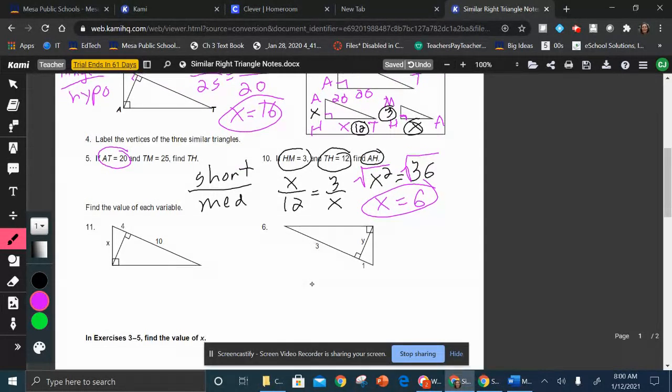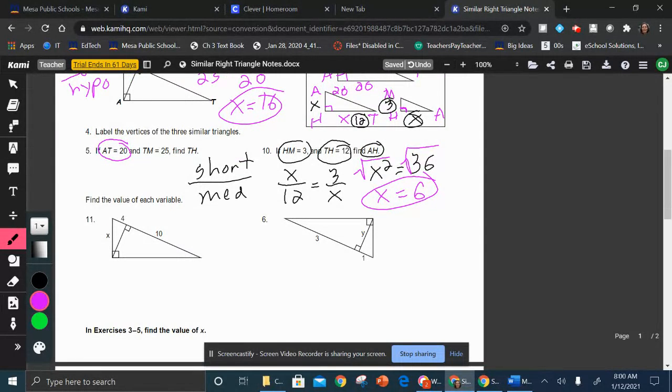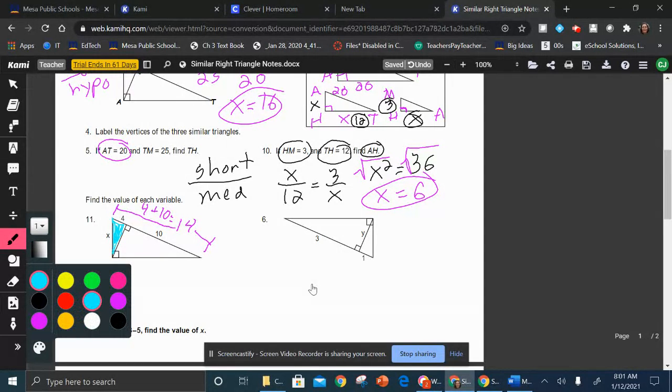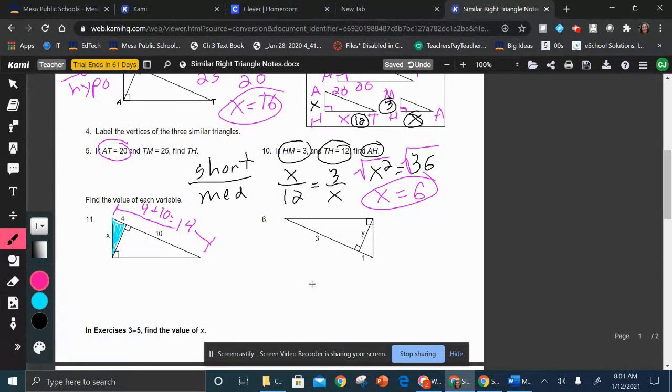Let's look at this one, everybody, when they give us the variables. One thing we can see is that the length of this side is going to be 14, because 4 plus 10 equals 14. So let's find each variable. This is our small one right here. Do you all see that? And then we also have our large one, which is this one.